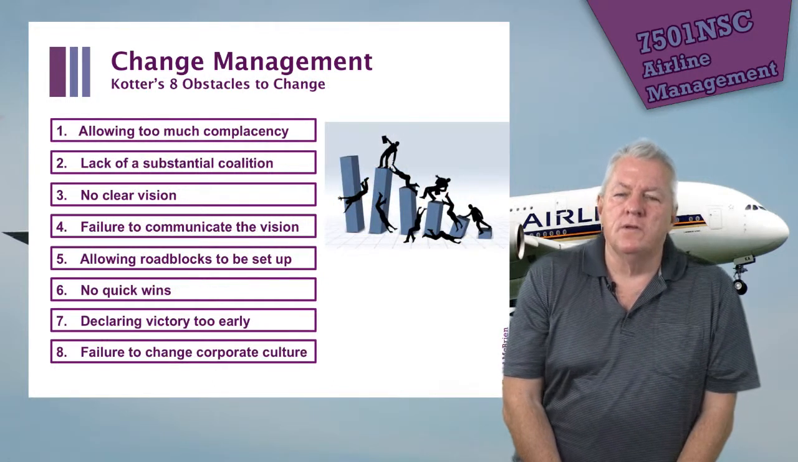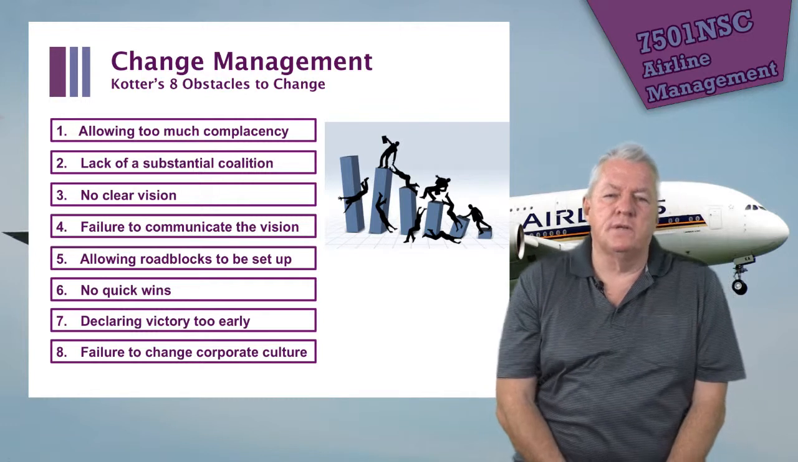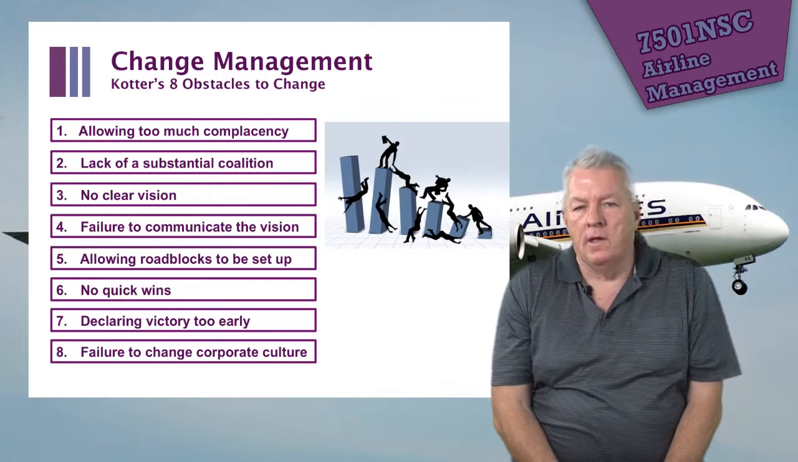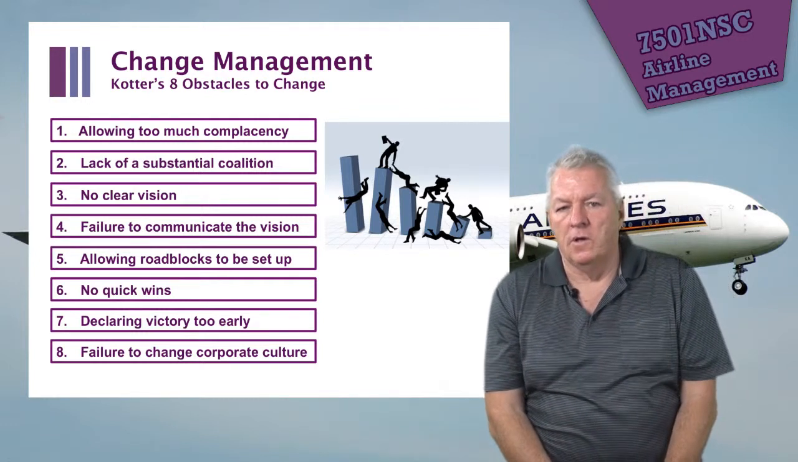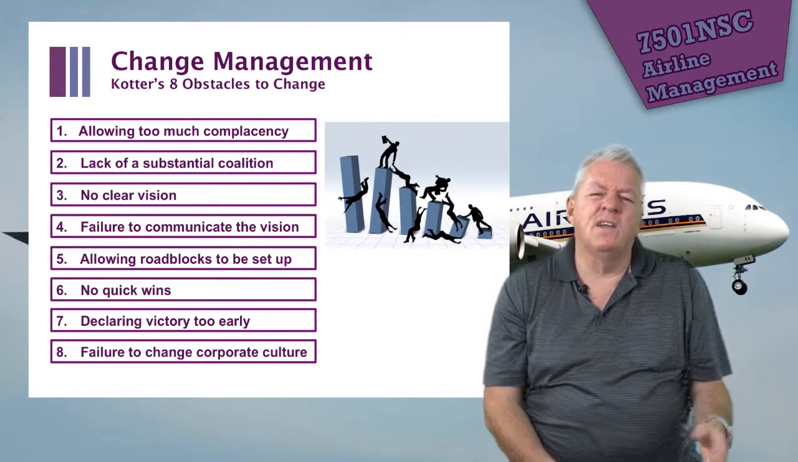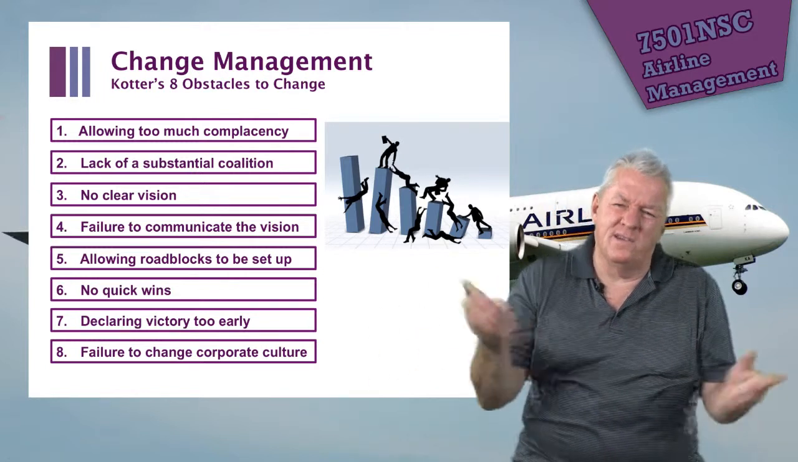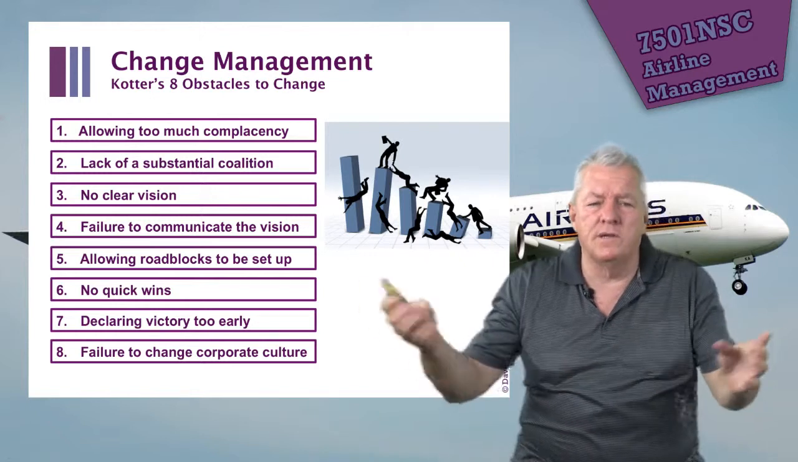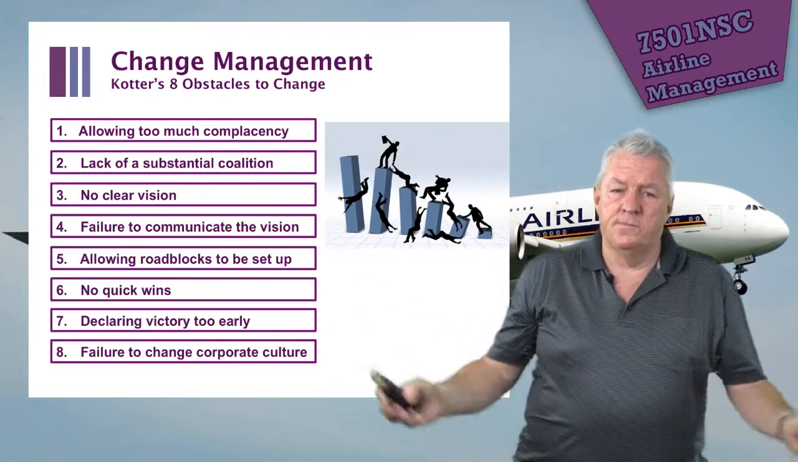Like all things, there's the converse, and Kotter covers in his writings the obstacles to change that occur. Allowing too much complacency: oh yeah, this is where we want to go, but it doesn't really matter if we don't get there tomorrow or the next week. Lack of a substantial coalition.